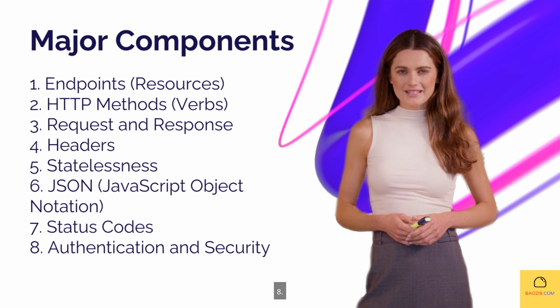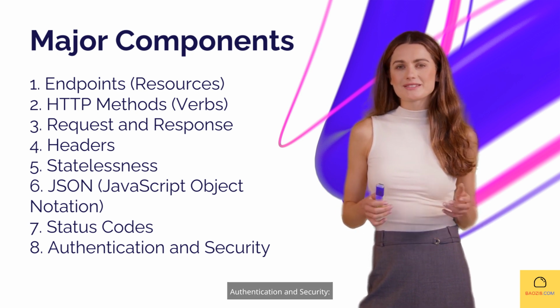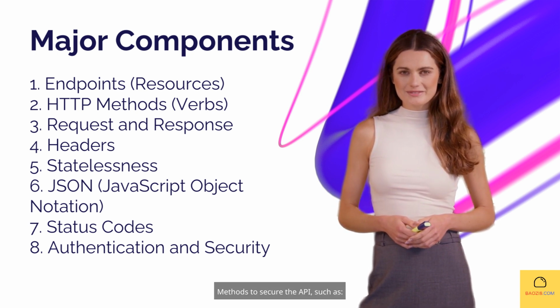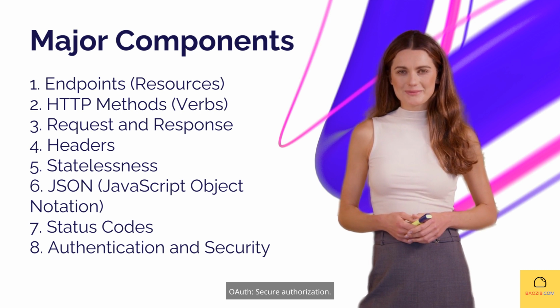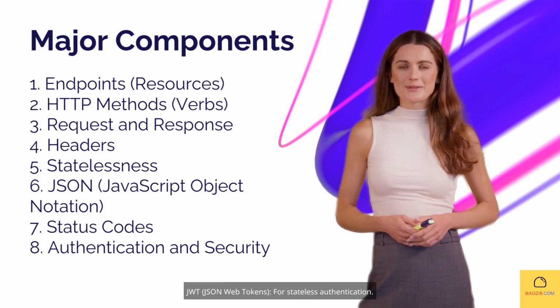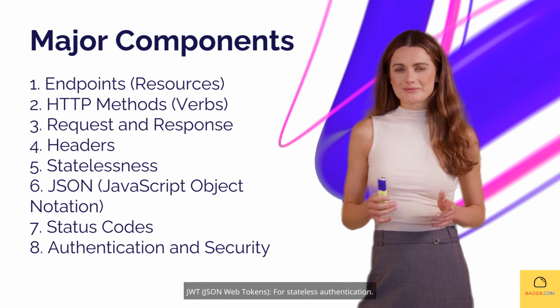8. Authentication and security. Methods to secure the API, such as API keys, tokens included in requests. OAuth, secure authorization. JWT, JSON Web Tokens for stateless authentication.